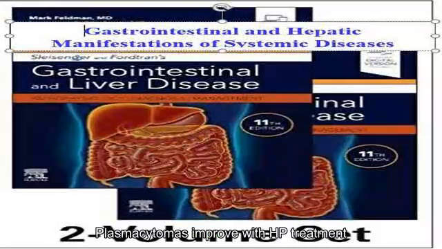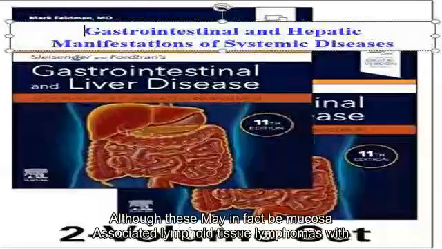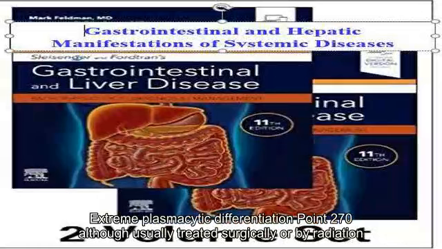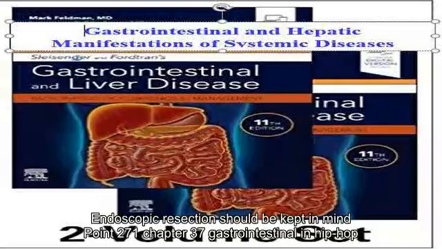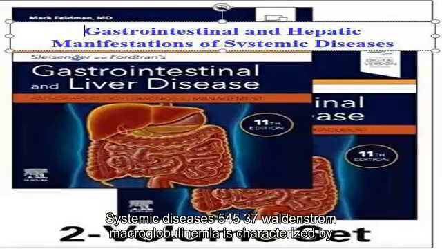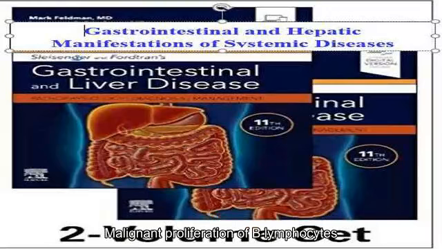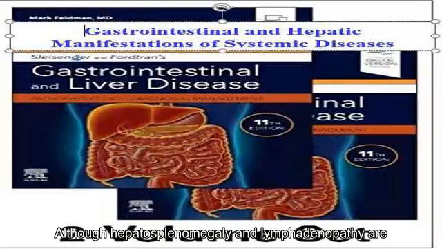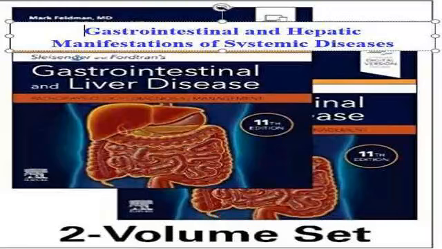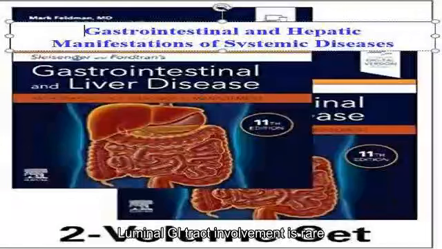Some gastric plasmacytomas improve with HP treatment, although these may in fact be mucosa-associated lymphoid tissue lymphomas with extreme plasmacytic differentiation. Although usually treated surgically or by radiation, endoscopic resection should be kept in mind. Waldenström macroglobulinemia is characterized by malignant proliferation of B lymphocytes producing IgM. Although hepatosplenomegaly and lymphadenopathy are common, luminal GI tract involvement is rare.